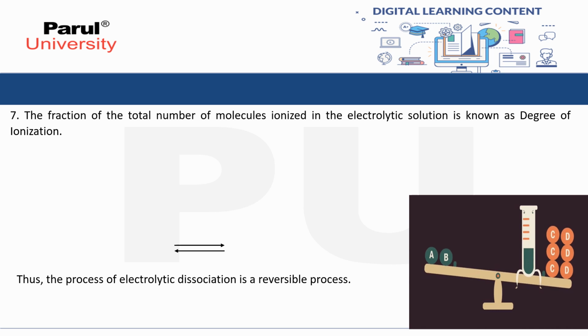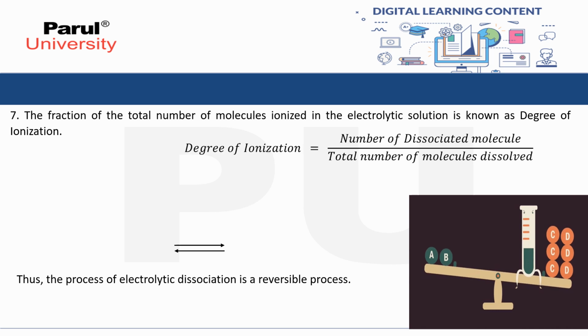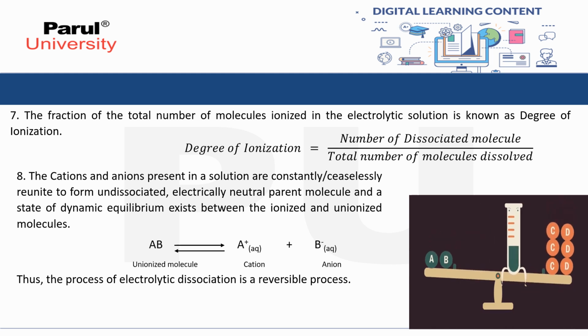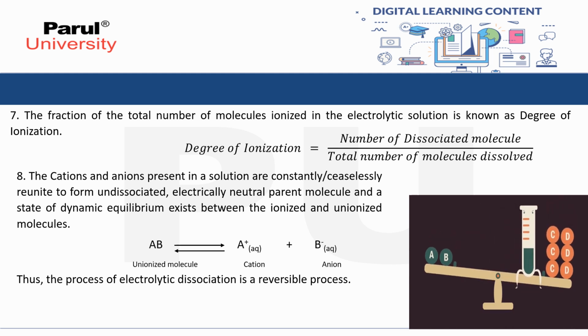The fraction of the total number of molecules ionized in the electrolytic solution is known as the degree of ionization. Hence, the degree of ionization is the number of dissociated molecules upon the total number of molecules dissolved. The cations and anions present in the solution constantly, ceaselessly reunite to form the undissociated, electrically neutral parent molecule, and a state of dynamic equilibrium exists between the ionized and unionized molecules.